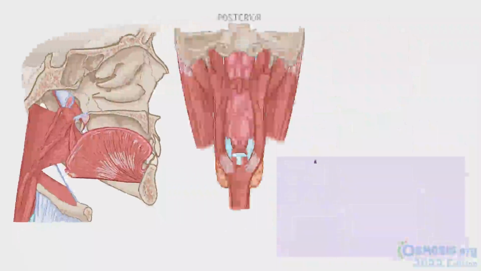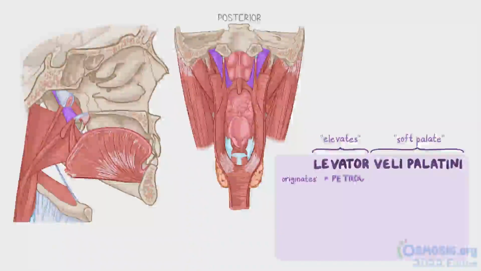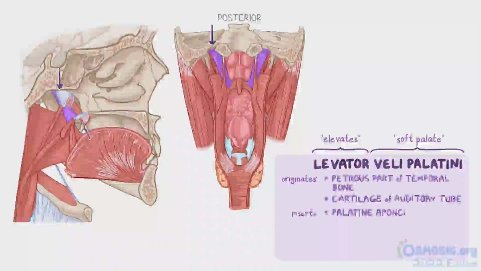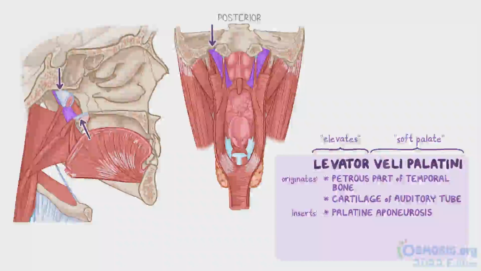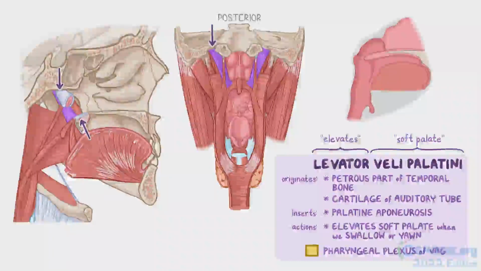Next up is the levator veli palatini, where levator means elevates, and veli palatini refers to the soft palate. This muscle originates on the petrous part of the temporal bone and the cartilage of the auditory tube. It runs inferiorly to insert on the palatine aponeurosis, just like the tensor veli palatini, and it elevates the soft palate when we swallow or yawn. This muscle is innervated by the pharyngeal plexus of the vagus nerve.